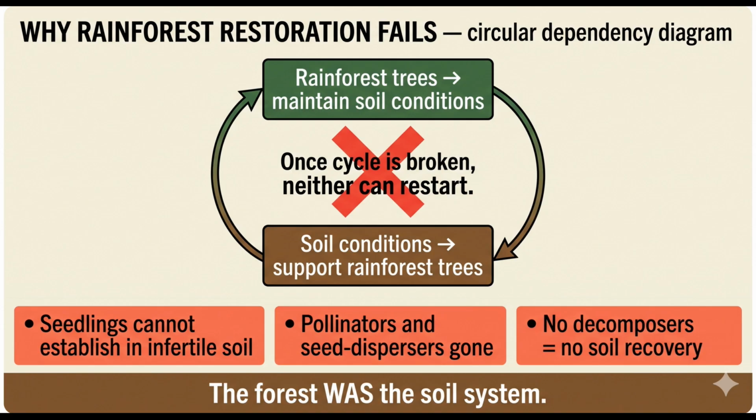Without the canopy microhabitats, the pollinators and seed dispersers that rainforest plants depend on for reproduction are gone, and without them, even if seeds are present, they cannot germinate and establish successfully. Without decomposers active in the right conditions, no new nutrients build up in the soil. The system that maintained the forest was the forest itself. Once it is gone, it cannot restart from zero. This is what permanent damage means in the exam context, and it is what every final exam question 2 answer must explain.